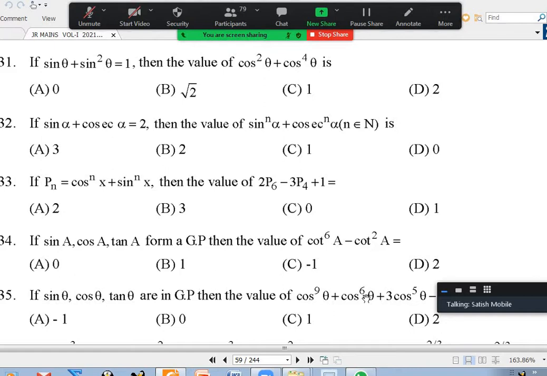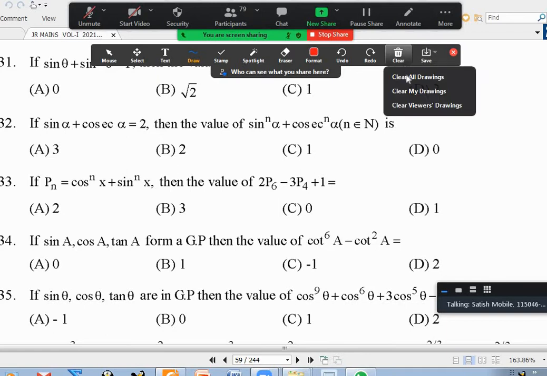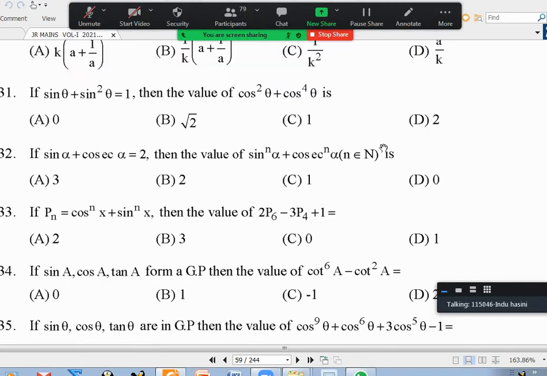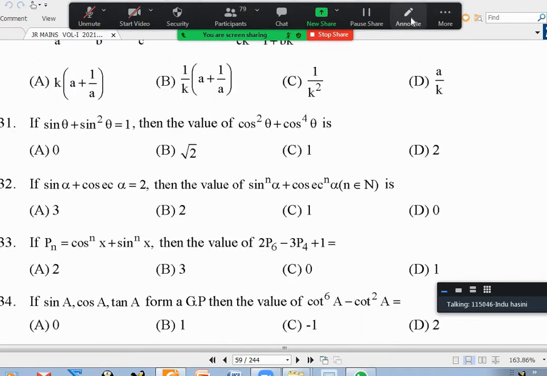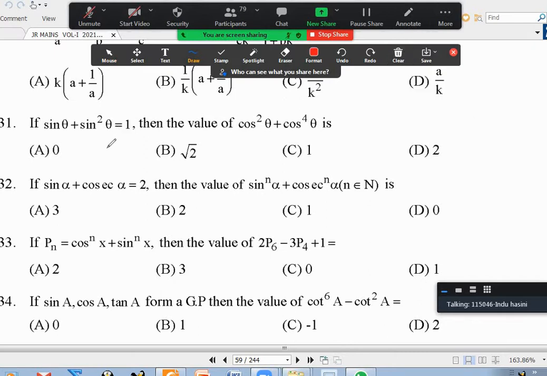Yes, tell me, Hinduhasni, what you want to tell about 31? The given condition is sin theta plus sin square theta equals 1. If we send sin square theta to the other side, sin theta will be 1 minus sin square theta. Using that identity, we can say that sin theta is equal to cos square theta. Then cos to the power 4 theta is equal to cos square theta whole square. Yes, correct.